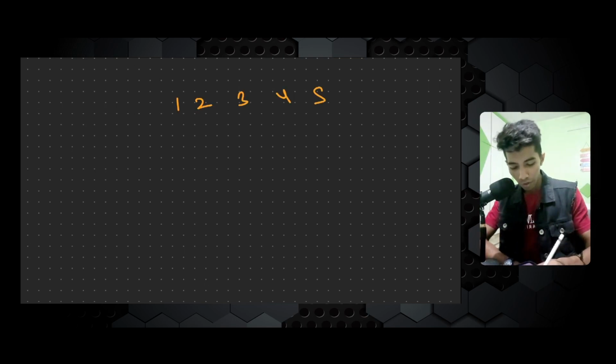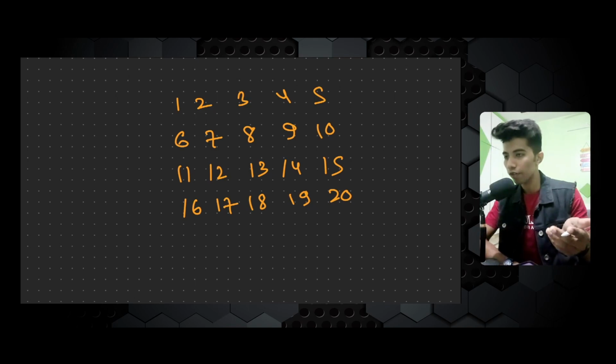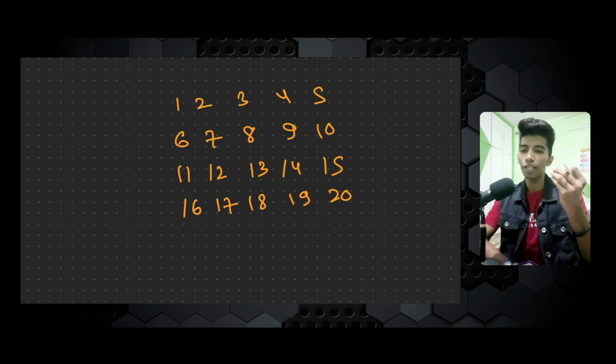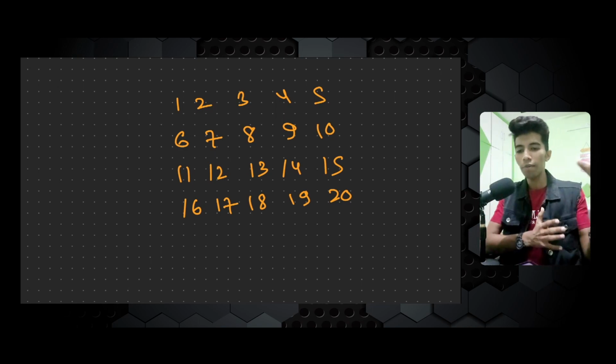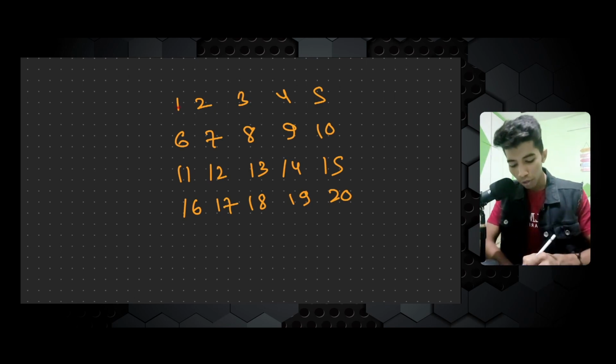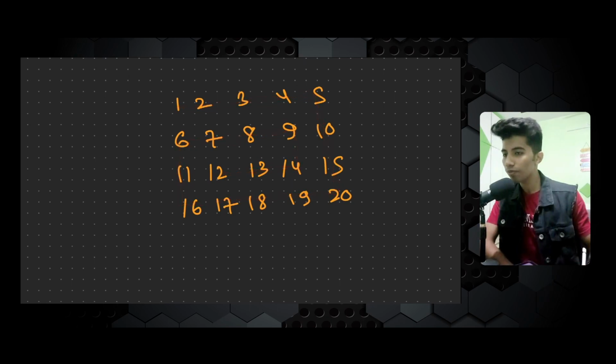According to this question, you are given a matrix. Let's take an example. Suppose this is the matrix given to me: 5 6 7 8 9 10 11 12 13 14 15 16 17 18 19 and 20. Now how do I have to traverse? The actual question lies here: I have to traverse this matrix in a spiral manner. Like this I have to traverse.